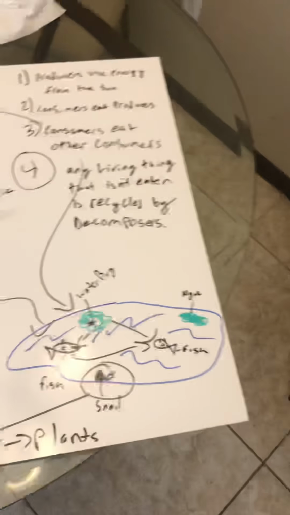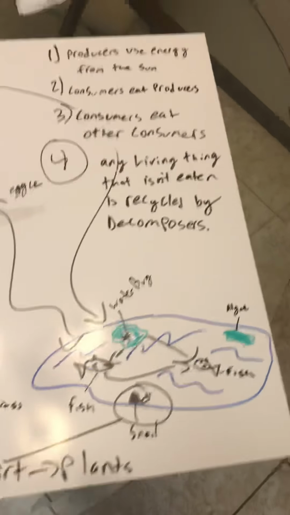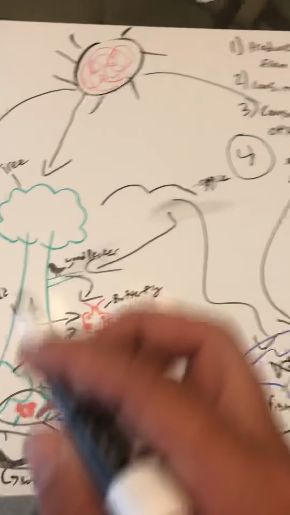So everything that we see in our ecosystem, so this is Florida's ecosystem, so everything that you wrote down from your Iowa ecosystem is gonna go together in a big cycle.